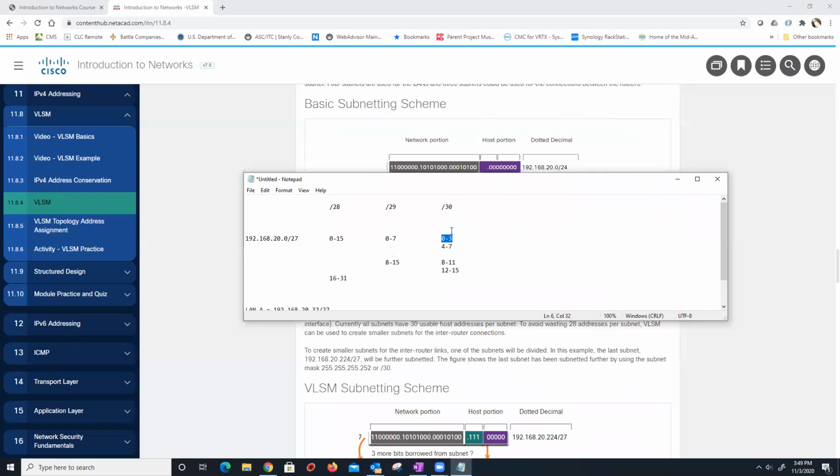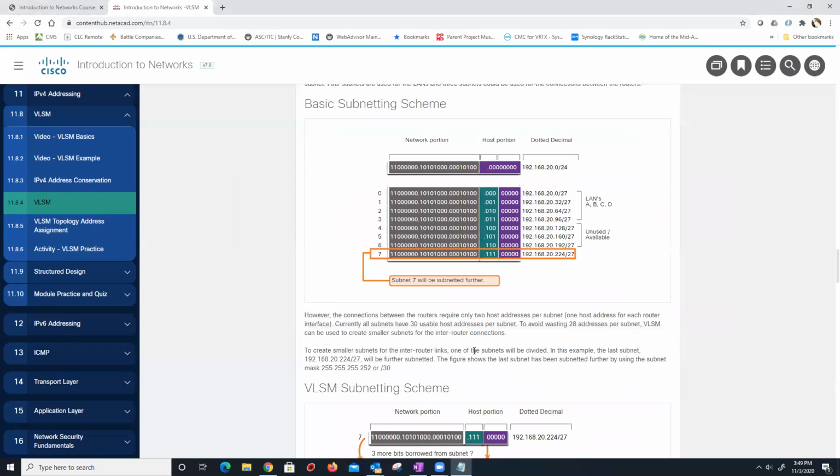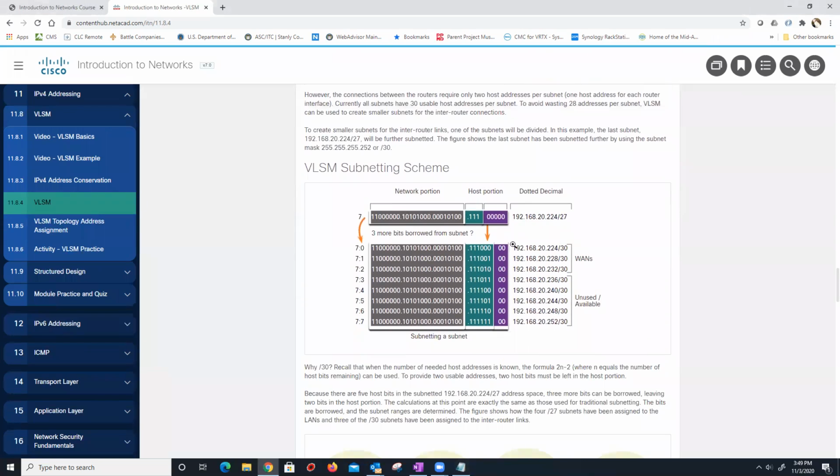However, I must warn you, all of your Packet Tracers assume that you're going to do exactly what is shown here, that you're going to pull the biggest networks first from the lowest portions, and then you will find your other portions from the leftover subnets.